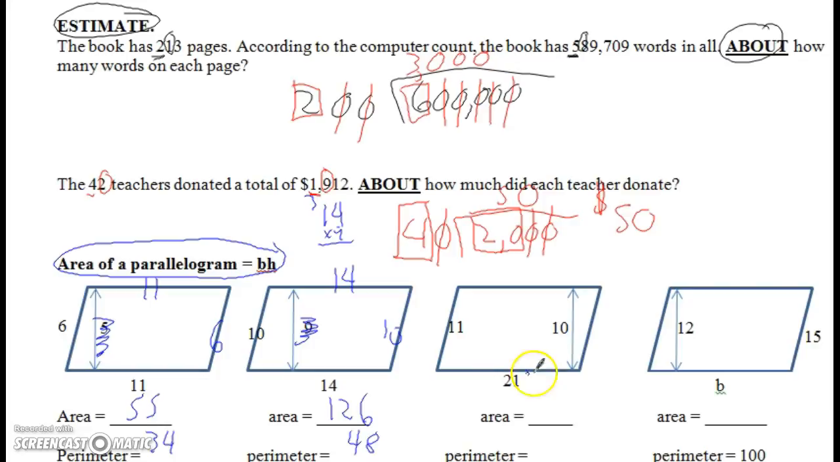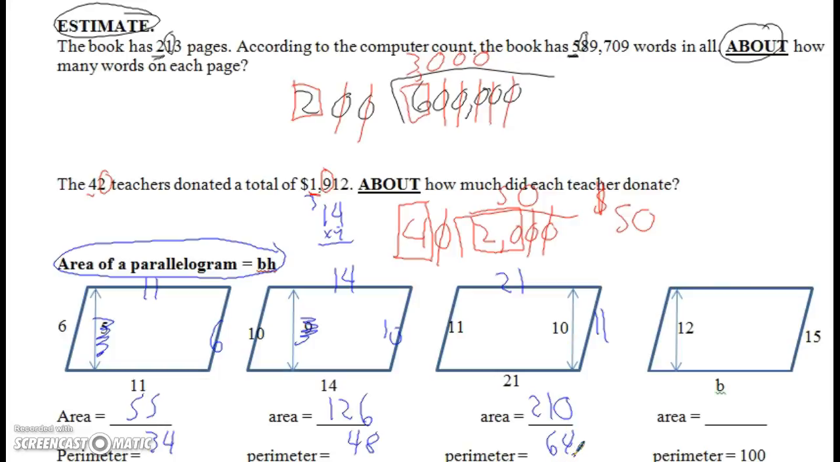Over here, my base is 21, my height is 10. 21 times 10, just put a 0 at the end. This number is going to be 21, and this side is going to be 11. 2 21s is 42. 2 11s is 22. 42 plus 22 gets me to a 64.